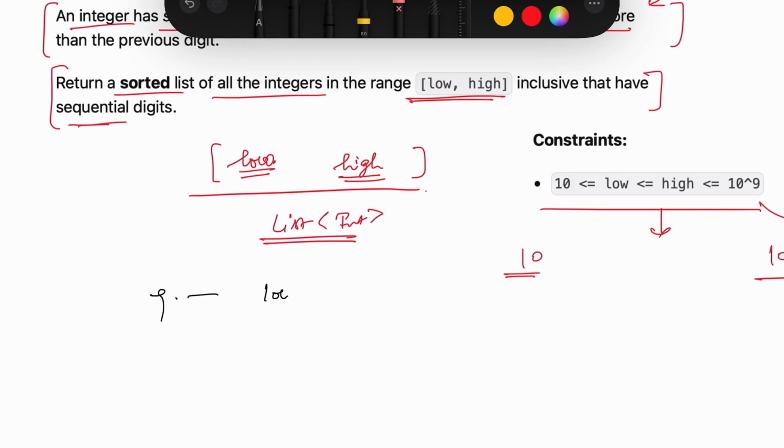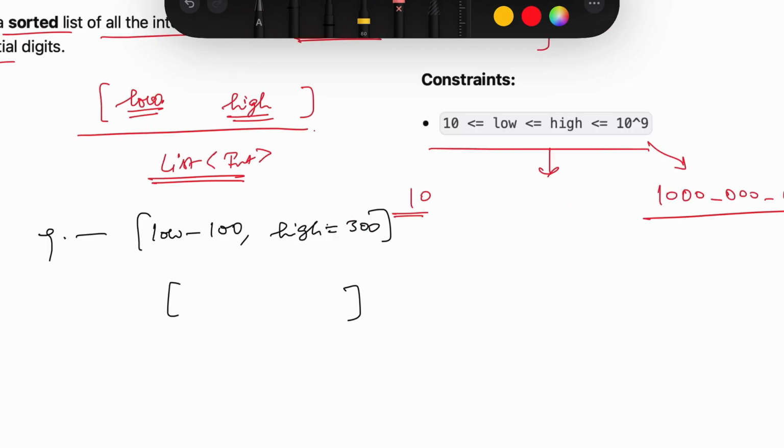Let's say the value of low is given as 100 and the value of high is given as 300. So what should be our answer in this case? We have to return all the numbers having sequential digits. So the first number that is going to have sequential digits after 100 should be 1, 2, 3. And after that, the next minimum number having sequential digits is 2, 3, 4.